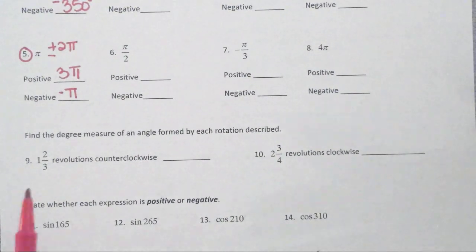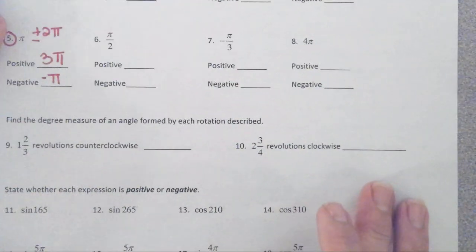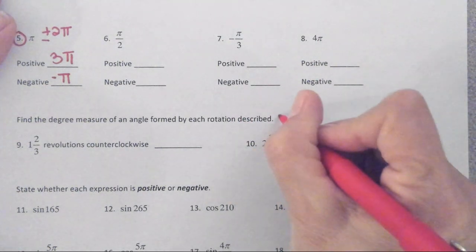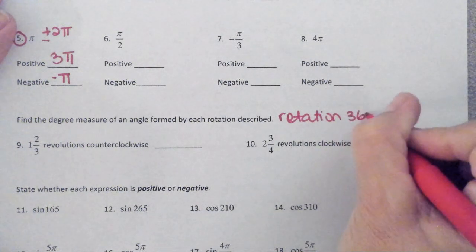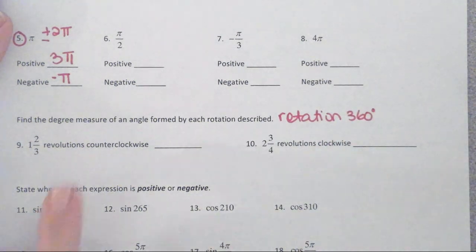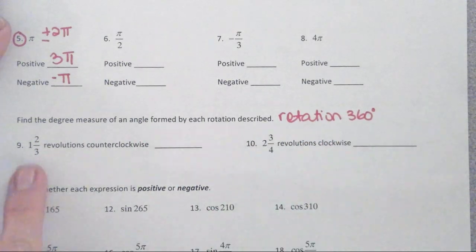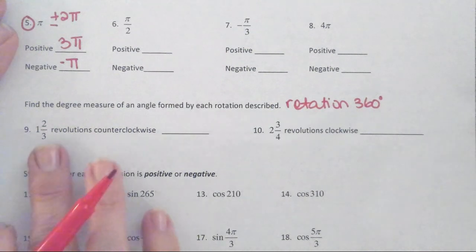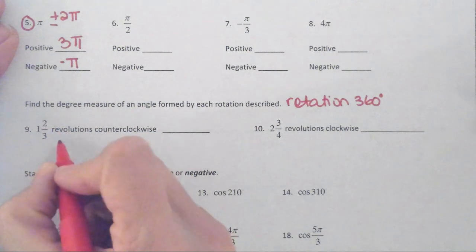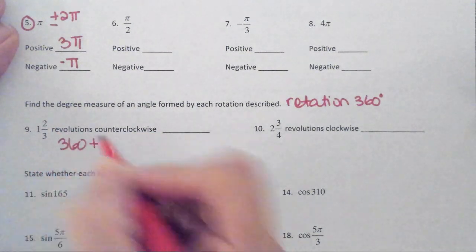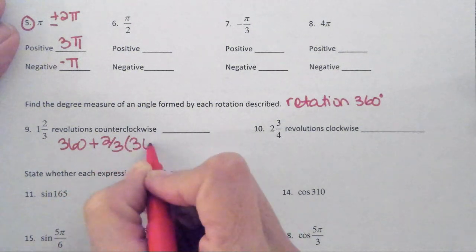On 9 and 10, the directions say find the degree measure of an angle formed by each rotation described. What we have to remember is that a complete rotation is equal to 360 degrees, or 2 pi. Because this problem tells me to do my answers in degrees, I'm just going to worry about 360. So on number 9, they want me to find the degree measure if I go around 1 2/3 of a revolution. So 1 revolution would mean I'd have 360, plus I'm also going to go 2/3 of a revolution.